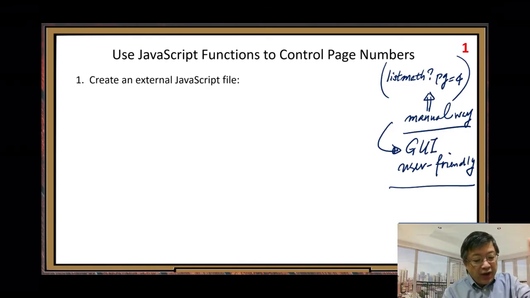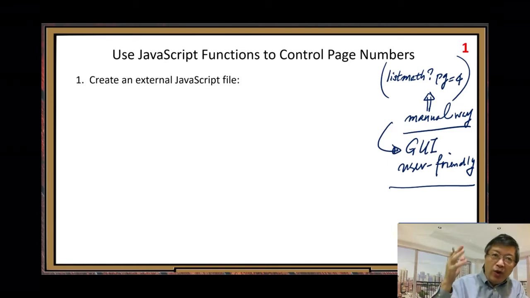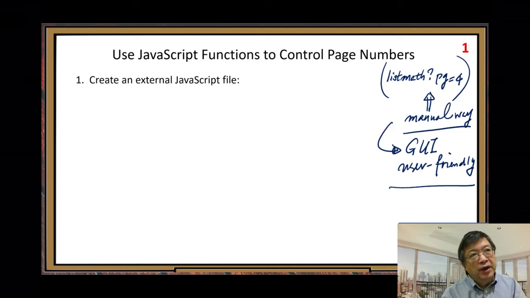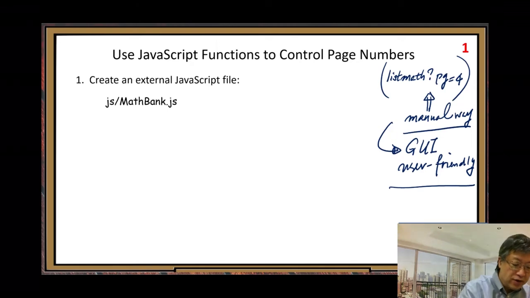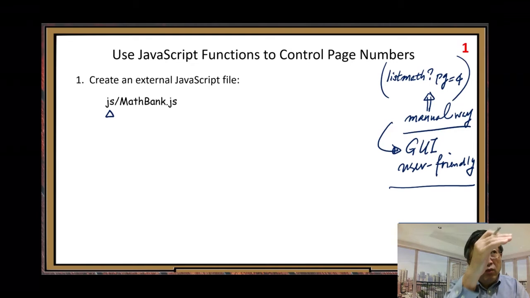First, we need to create an external JavaScript file because we need to put several functions in that JavaScript file. So we feel if we need to put a lot of functions in JavaScript, it's better we use an external JavaScript file. So here we create this file. First, we create a folder in the current web application context root.